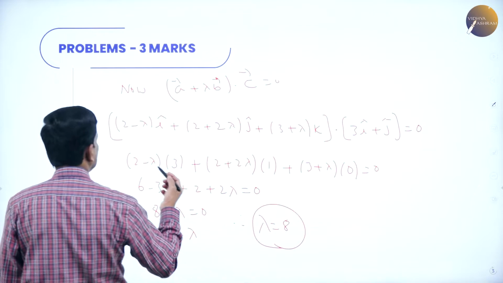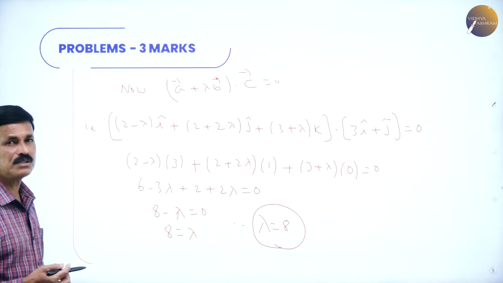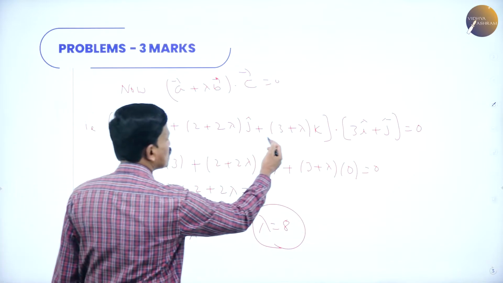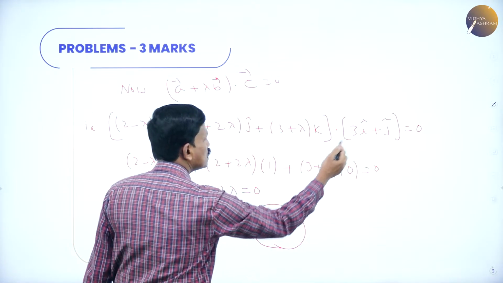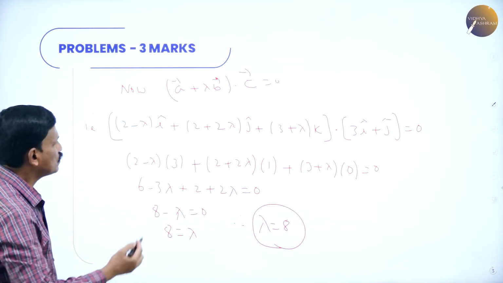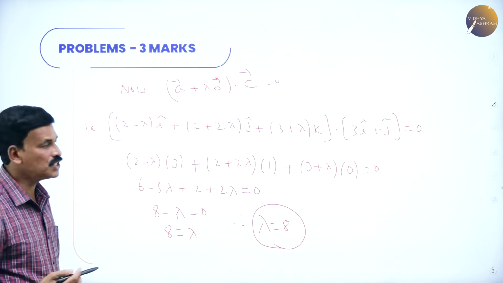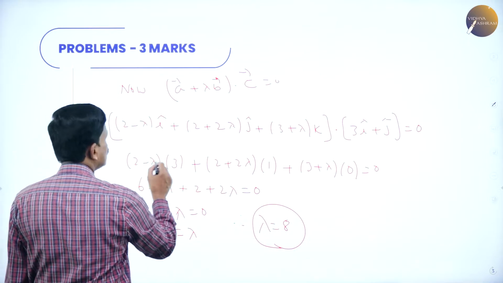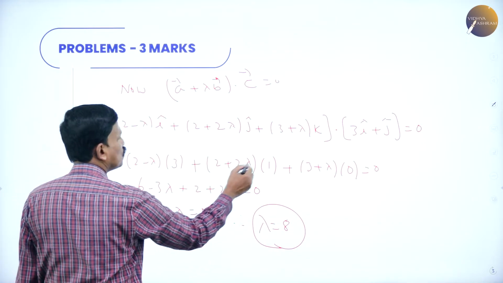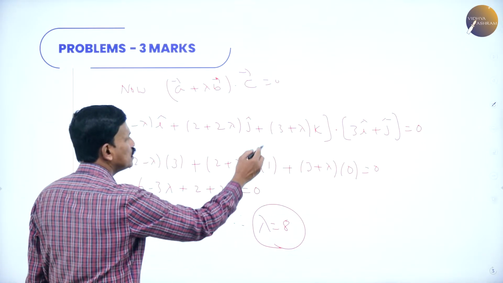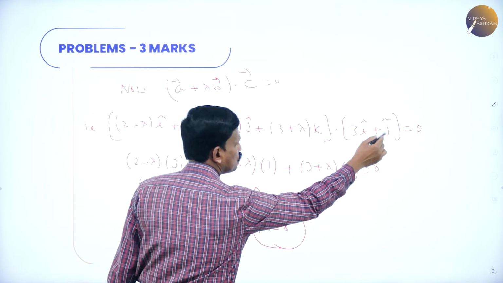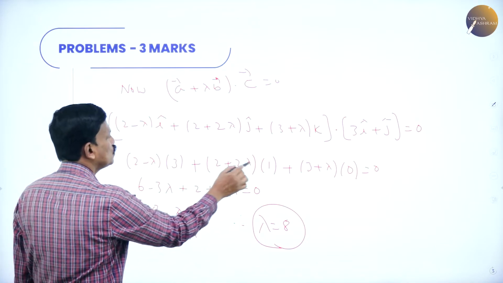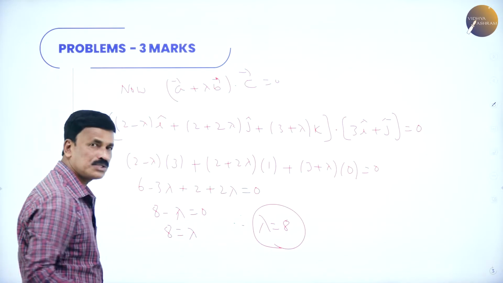So, what is given? The given condition is (a plus lambda b) dot c is equal to 0. Substitute the value of a plus lambda b, dot vector c, that is 3i plus j, is equal to 0. Multiply it, that is the dot product: 2 minus lambda into 3, plus 2 plus 2 lambda into the j coefficient 1, plus 3 plus lambda into there is no k term, that is 0. Multiply: 3 into 2 is 6, minus 3 lambda, 2 into 1 is 2 plus 2 lambda, is equal to 0.